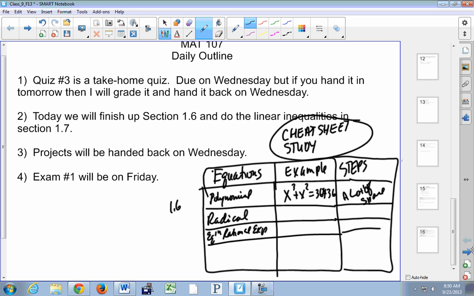This thing here? Equations with rational exponents. That was the last type you did on Friday. Okay. All right. So let's finish off section 1.6, and then we're going to do 1.7 today, but all we're going to focus on in 1.7 is linear inequalities. That's it. The projects will be handed back on Wednesday, I hope, and your exam will be on Friday.